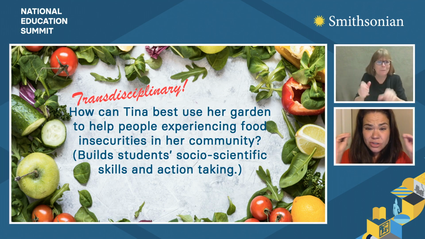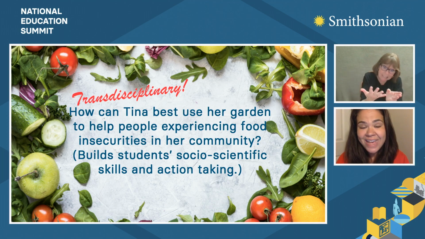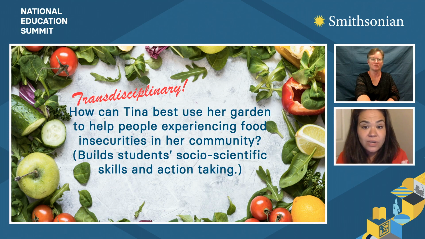But still, to get true transdisciplinary learning, going back to the 3 elements that Carol talked about, it needs to start with a compelling problem. So perhaps you address, how can Tina use her garden to help support her community, those in her community who may be experiencing food insecurities or food scarcity. And so suddenly we're building students' socio-scientific skills.